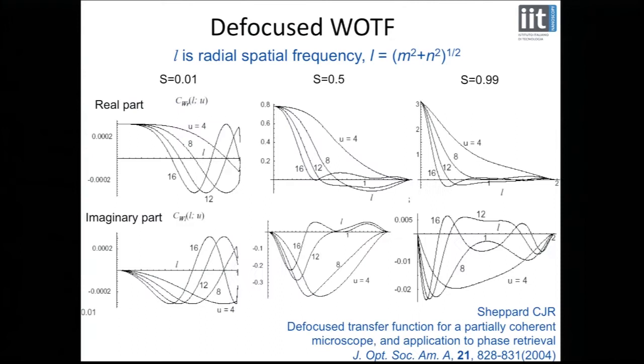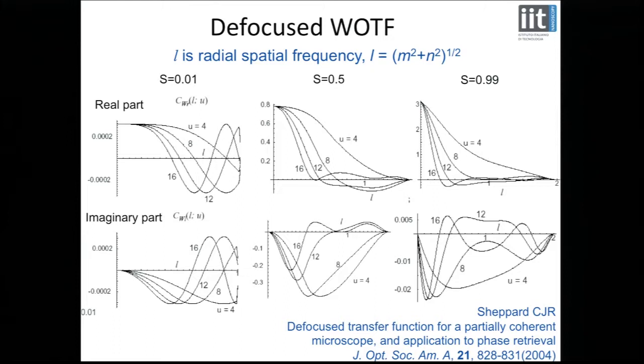Weak object transfer function, you calculate that for different values of this coherence ratio, and it becomes complex. And you see, these are some examples. This is a very small condenser aperture, a very large condenser aperture. And you find that what we want is for this imaginary part to have a nice smooth shape, because we can use this imaginary part to look at the imaginary part of the object effectively and therefore get the phase information.